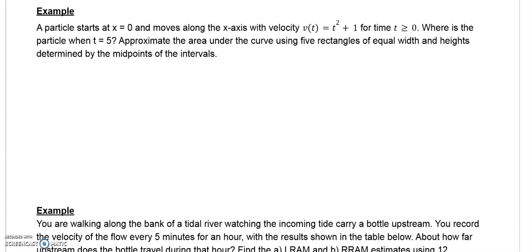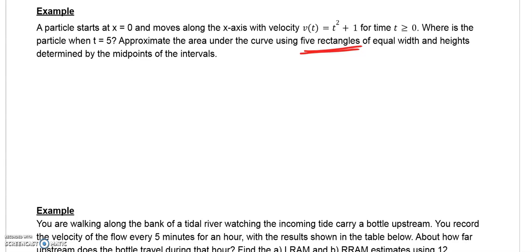We have a particle that starts at x equals 0, moves along the x-axis with a velocity of t squared plus 1 for when time is greater than 0. Where is the particle when time is equal to 5? It doesn't say seconds, but let's say seconds. Now, approximate the area under the curve using 5 rectangles. Right, so that is our interval. That is how many rectangles we're going to put in there on the graph.